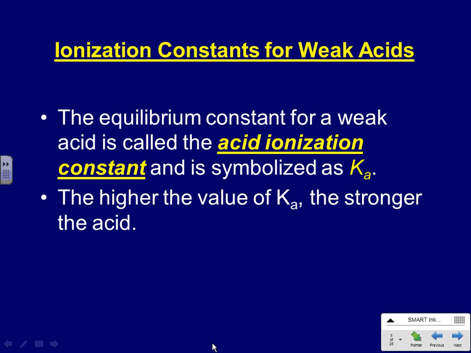Even nitric acid, HNO3, counts as strong. What is that? 2.2 times 10 to the 1. And hydrochloric acid, that one is very strong, 1 times 10 to the 6. So those ones at the top are very strong.